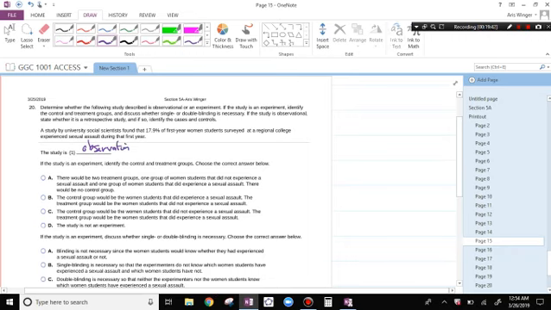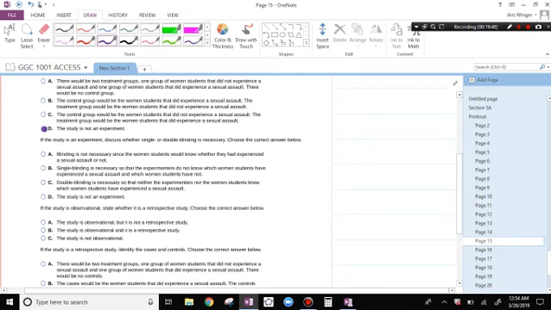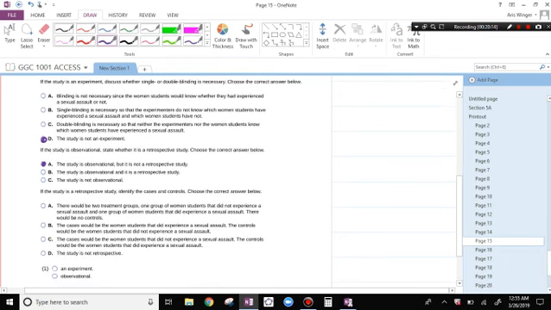So the study is not an experiment. If the study is observational, state whether it's a retrospective case. So they're asking them about their experience. So it is not a retrospective study. And it was observational.